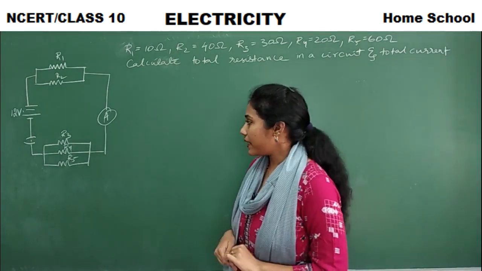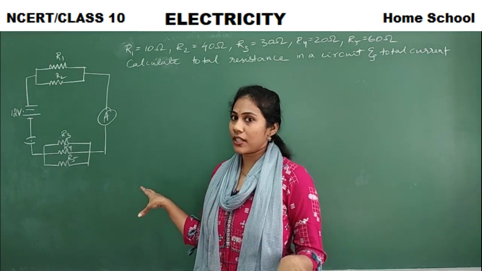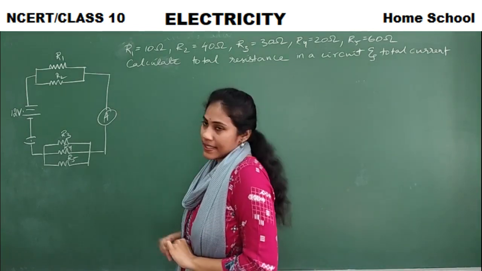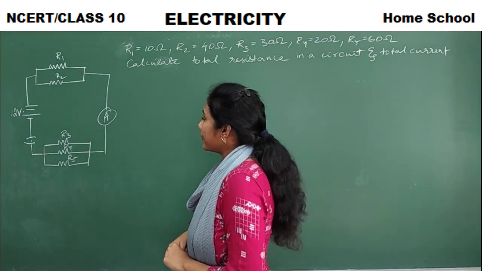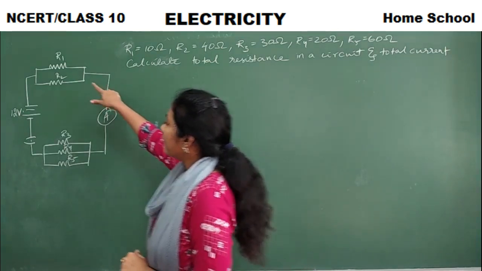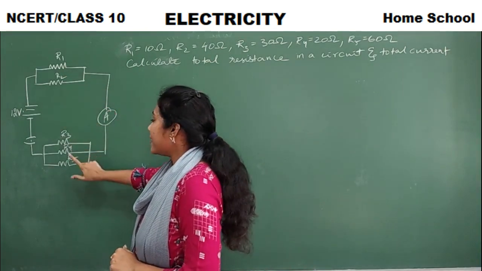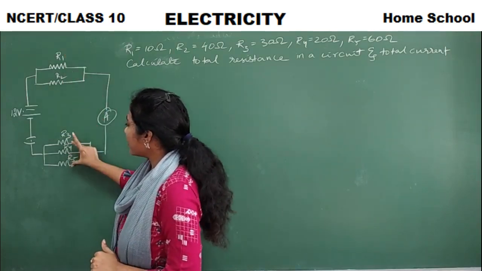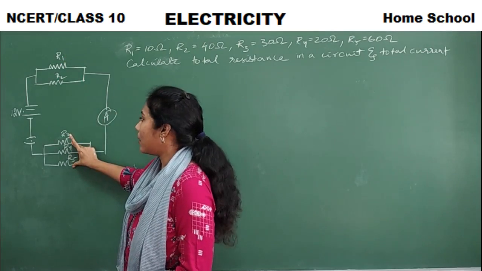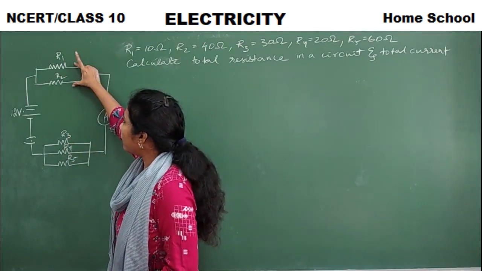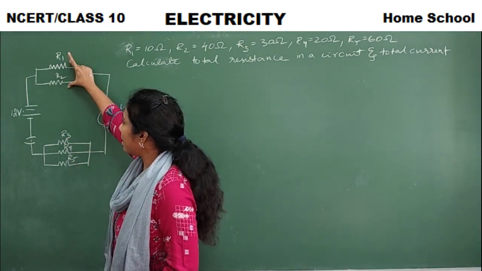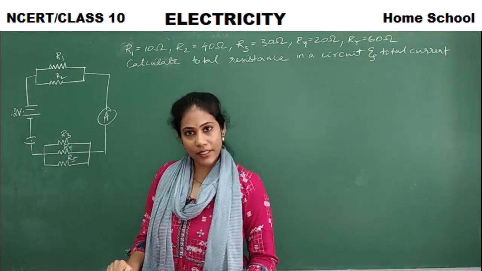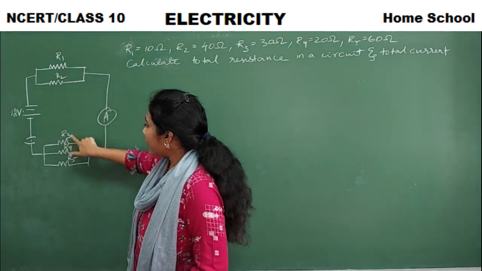Coming to the first numerical, this is also there in your NCERT book. See here, the figure gives a circuit diagram, and there are altogether 5 resistors. These two are in a parallel combination, these 3 are in a parallel combination. But what about this and this? This combination and this combination are in series, isn't it? Say 1, 2, 3, 4, 5.